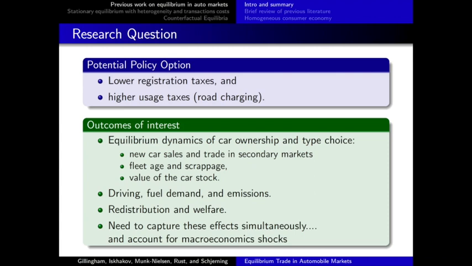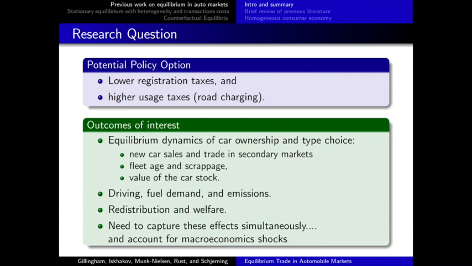Is that done correctly? Well, that's a subject for research. So in other words, if you wanted to analyze this question, you need a model that can look at various different outcomes from changing this policy. Okay, so we want to think about the equilibrium dynamics of the car ownership type choice and use, right? Because if you lower registration taxes and increase fuel prices or fuel taxes or start having road user charging, it's going to change the balance between fixed and variable cost of car ownership. So that's going to affect the new car sales and also the trade in the secondary markets.